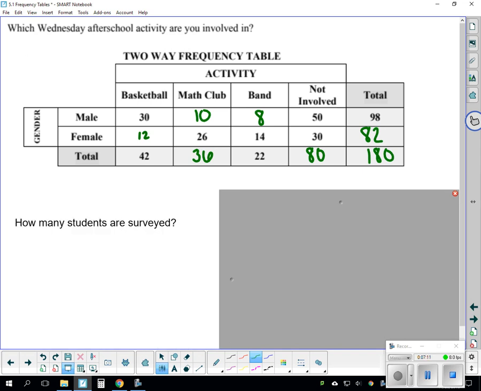All right, how many students are surveyed? So look at this data. How many students? They don't specify male or female. They don't specify in which club. So we want a complete grand total, and that would be 180. Always labeling units when able to.